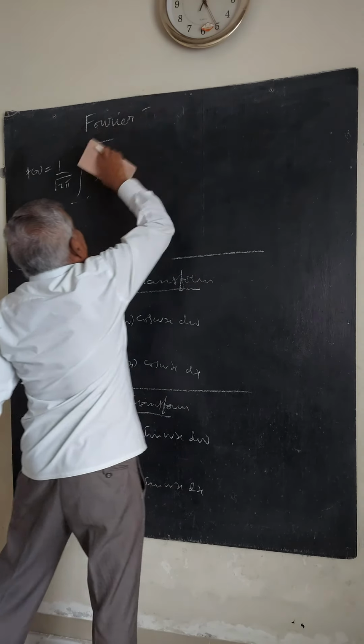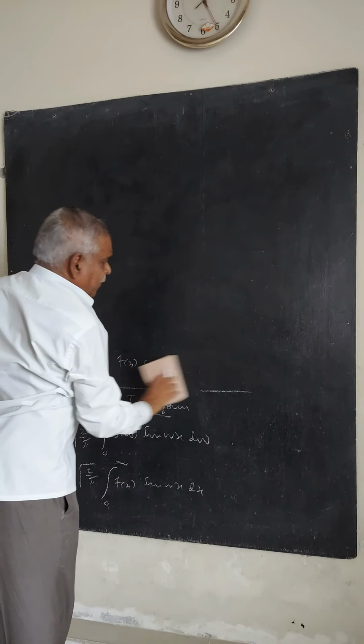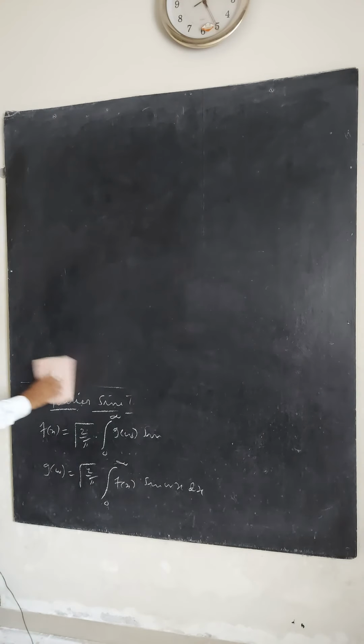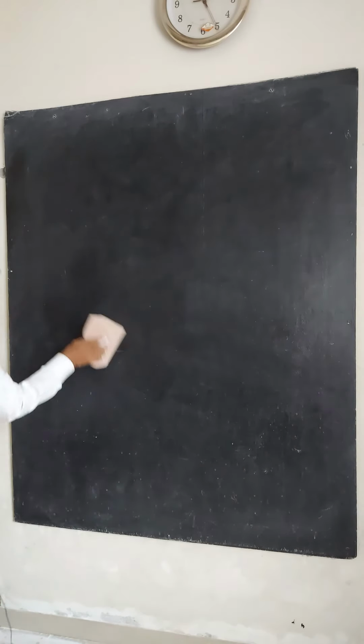We have already seen the previous parts, even functions and odd functions. How to write even and odd in the Fourier transform.